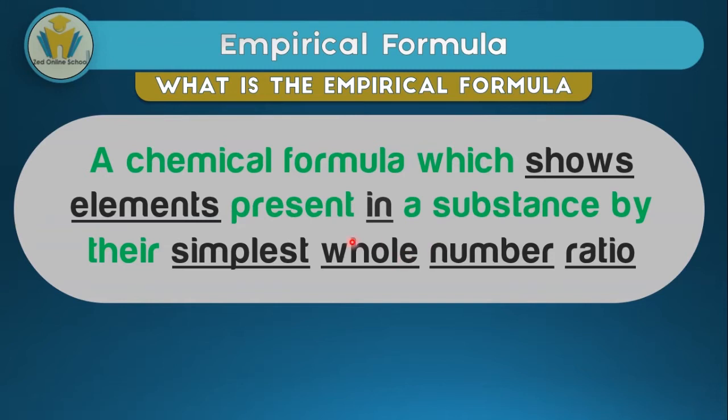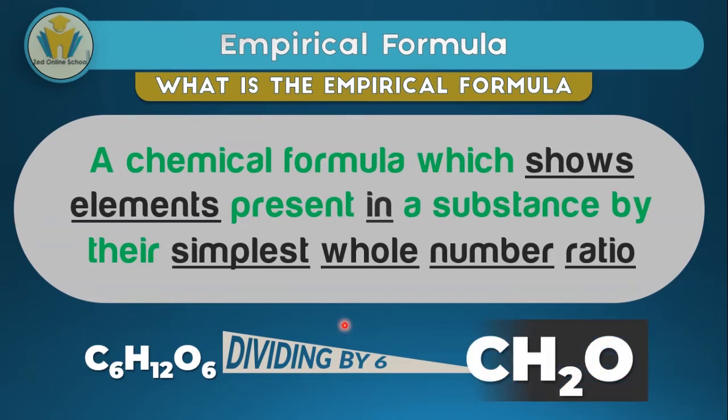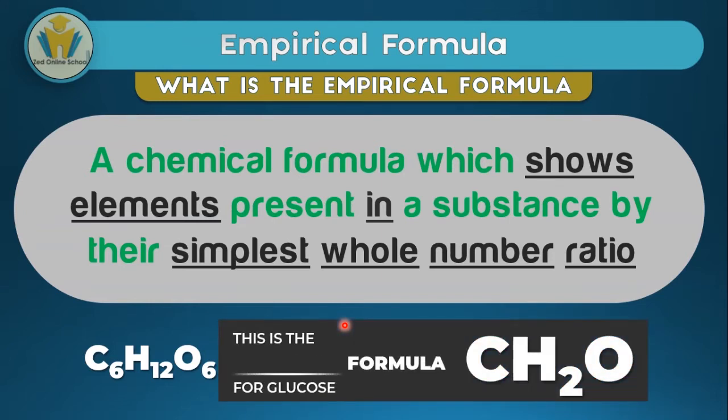As you can see, some of these things here are just there to make the grammatical sense of this definition true. What you always need to remember about an empirical formula is that it's going to show our elements with their number of atoms in their simplest whole number ratio. For example, let's say we had glucose like we had in the first place. When we divide each element's number of atoms by 6, we're going to have a new formula, CH2O. This formula is what we call the empirical formula.